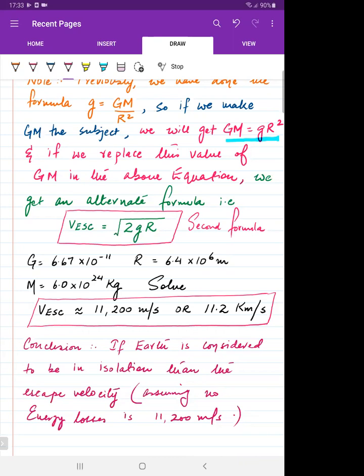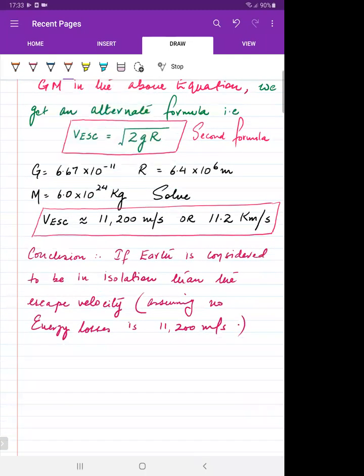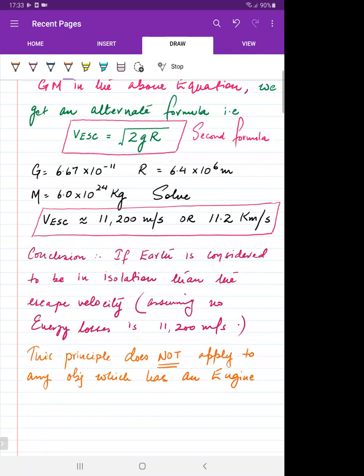Now the question that Hussein is asking, let me just read that question out loud. So his question is this the speed rockets take off? So you need to understand that this principle does not apply to any object which has an engine slash thrust associated with it. So no, this is not the speed with which rockets will take off, Hussein Sheikh, because this principle does not apply to any object which has an engine associated with it.